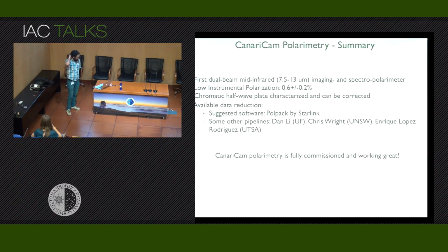And the data reduction, by experience, has been really easy for the polarimetry data of CanariCam, in comparison with, for example, near infrared reduction. So it's fully commissioned and it's working very well right now. Well, it's been working well.